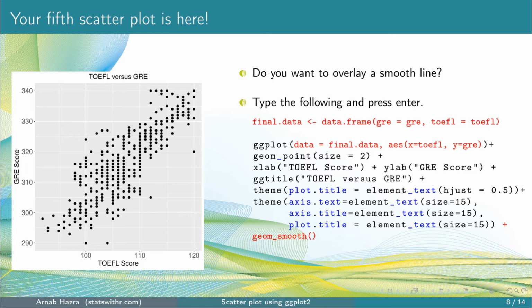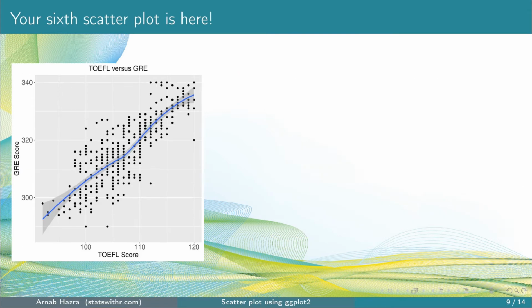Note that similar code could be used to create the ggplot so far, but we wanted to skip the data frame. Next, within geom_point, we just need to set the size of the points. As we have already set the aesthetics within the function ggplot, we don't need to set them again within geom_point. We need to add the line geom_smooth, a blank bracket. Now press enter. Okay, we have the sixth scatter plot.